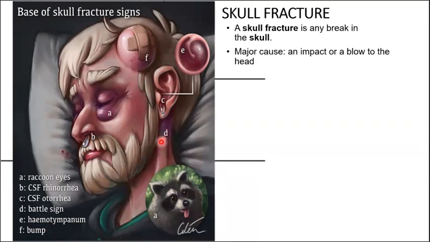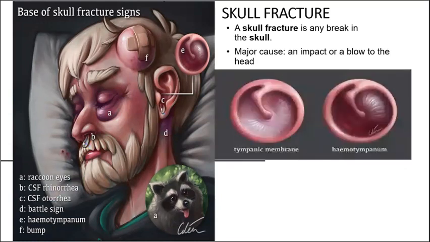What else do we see? So we're going to see Battle signs. You can also see what we call hemotympanum. So hemo there tells me blooded. So almost like the tympanic membrane is kind of blooded out. So that tells me there's blood in the middle ear space.